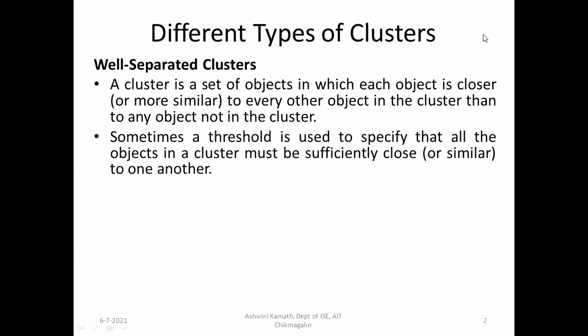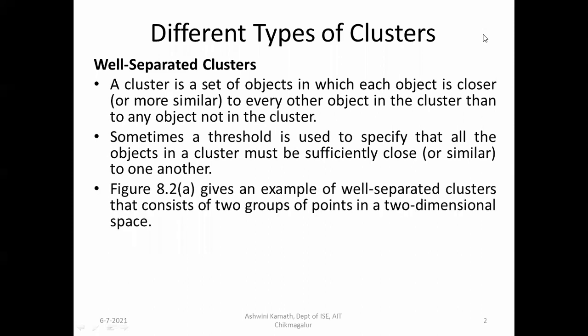Sometimes a threshold is used to specify that all the objects in a cluster must be sufficiently close to one another. So here we can take some property of the objects so that we can see the similarity between two objects, or we can find the distance. We can say that if the objects are within this distance, then they belong to the same cluster. That is called a threshold. Using this particular threshold or property, we can group the objects together in a cluster.